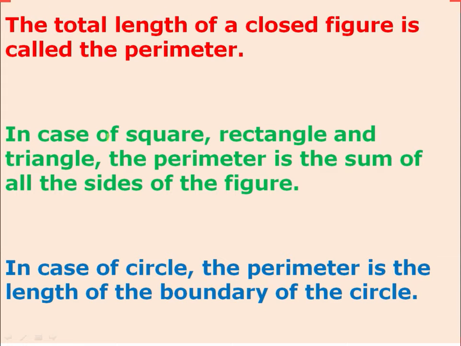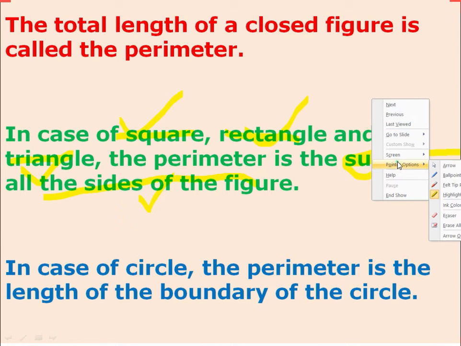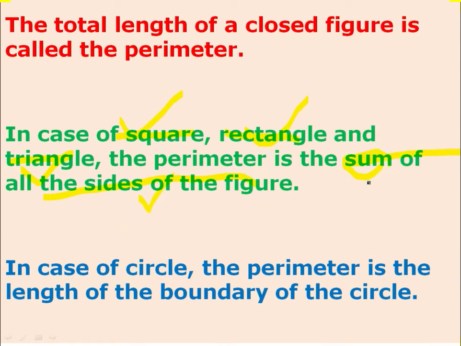Here you can see, in case of square, rectangle, and triangle, the perimeter is the sum of all the sides of the figure. Now, dear students, what they are trying to say, we already learned about. The perimeter of the square or the rectangle or the triangle is nothing but the sum, meaning total, of all the sides of the figure.